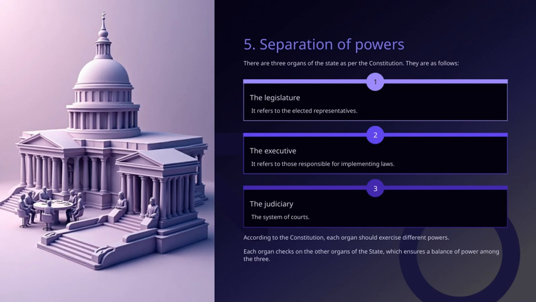An important aspect here is that each of these organs is supposed to exercise different powers, so no one branch becomes too powerful. But what's really interesting is how they check and balance each other. For example, the legislature can pass laws, but the judiciary can review those laws to ensure they comply with the Constitution. Similarly, the executive can be held accountable by the legislature. This system of checks and balances helps maintain a healthy, balanced government, preventing any one organ from overstepping its authority. It's a core idea that supports the overall stability and fairness of our governance.